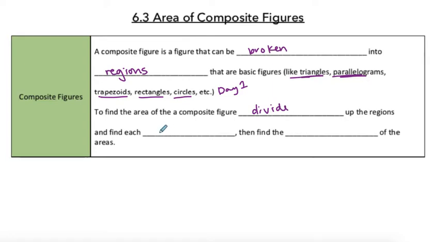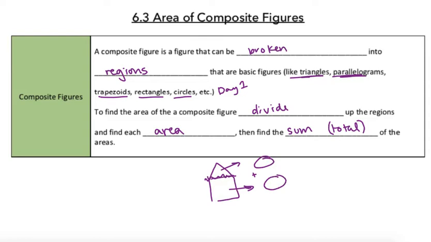and find the area of whatever that region is, then find the sum or the total of that area. So if I had something like this, where I had a triangle on top, I would divide it, find the area here, and then add those two totals together to find the total area of the entire figure.